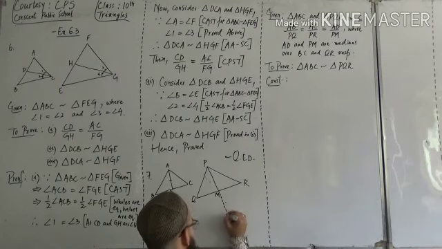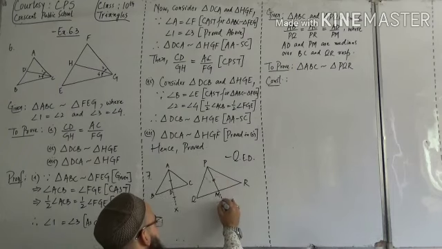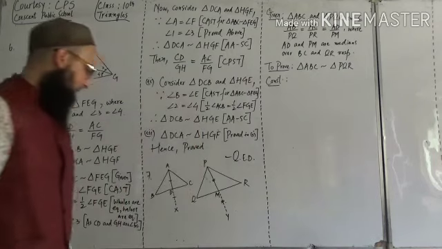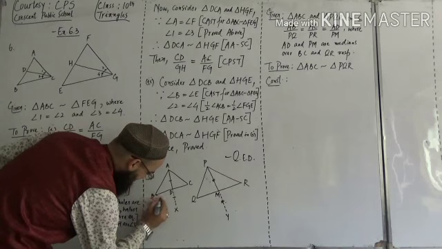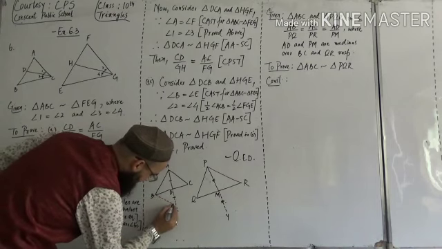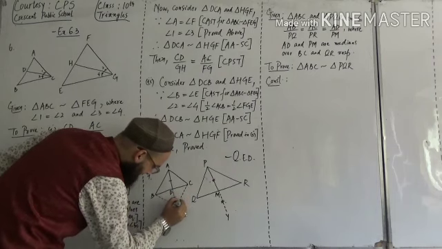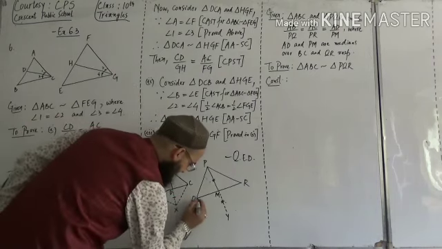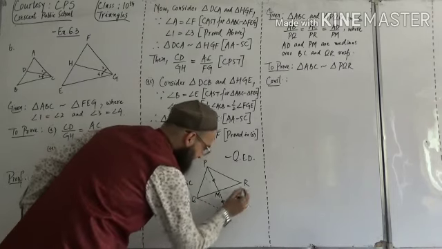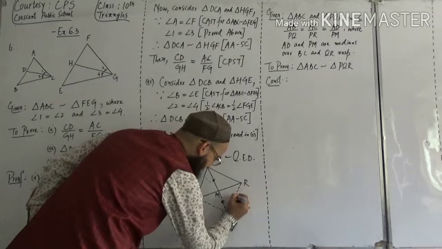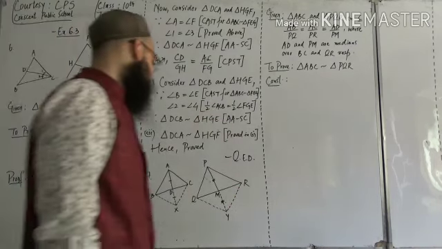Extend PM to Y such that PM is equal to MY. You got the construction? And hence join BX, CX. Similarly join QY and RY. Got it?